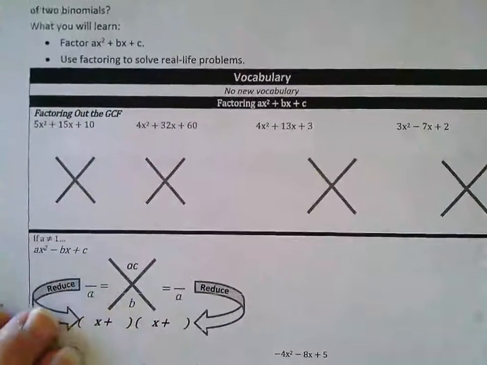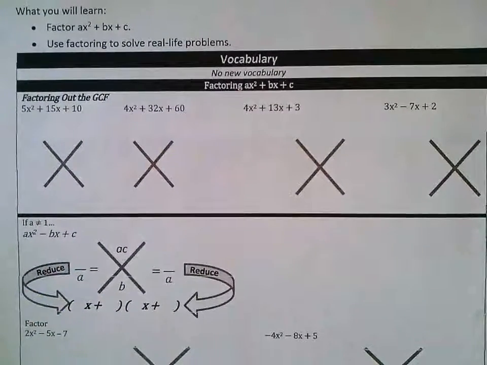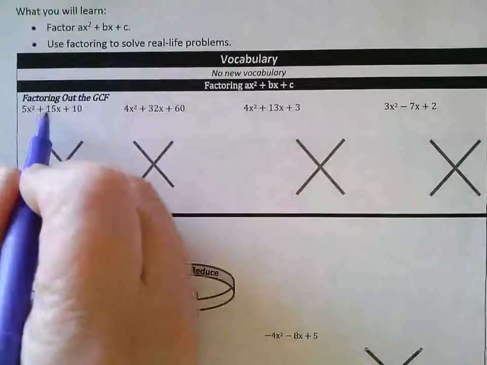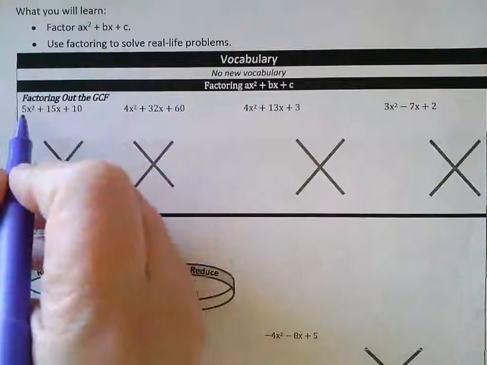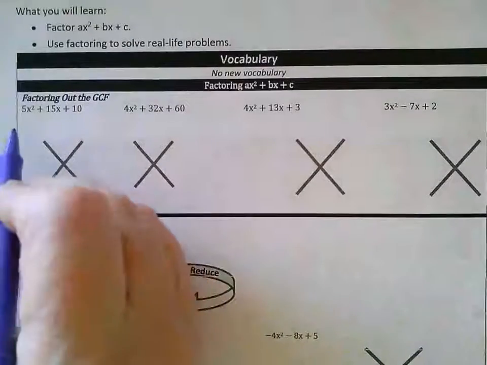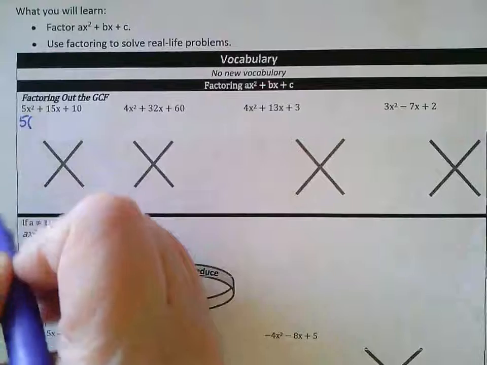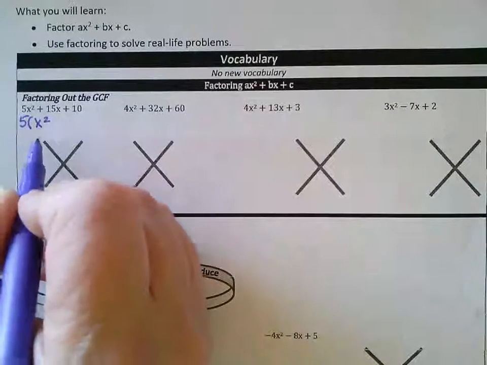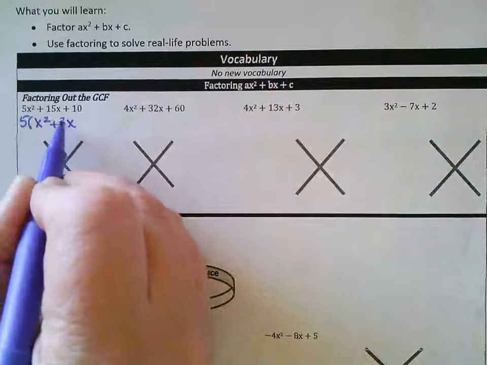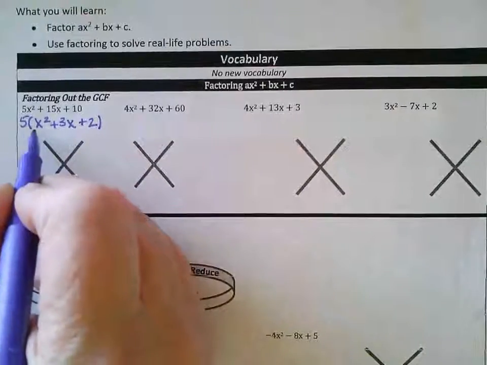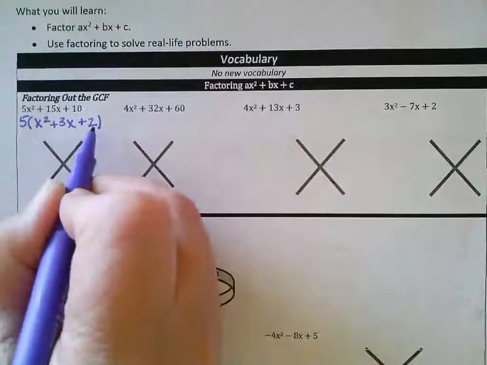There's no new vocabulary here, but the couple ways that you can approach this is you can simplify the problem before you even get started. So for example, if you have 5x squared plus 15x plus 10, notice that they're each divisible by 5. So if I take a second and I pull that 5 out, what do I have left? Well, I have an x squared. 5 goes into 15x, 3x, and 5 goes into 10, 2. And I can just factor now what's between the parentheses here.